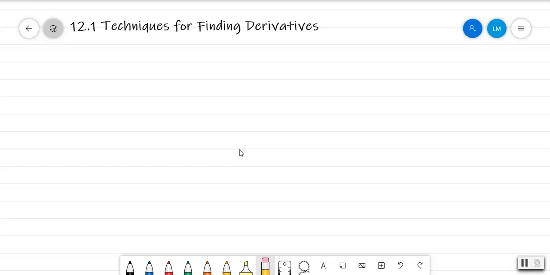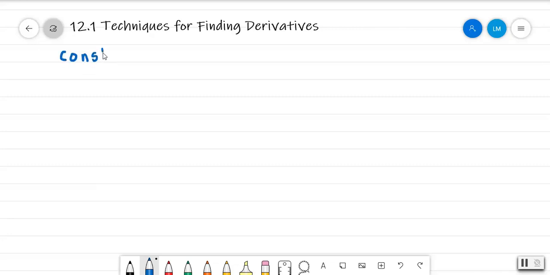Hello, so today I'm going to talk about some techniques for finding derivatives. Now, there are several rules that we have as it relates to finding certain types of derivatives. The first one that I want to start with is looking at the constant rule.